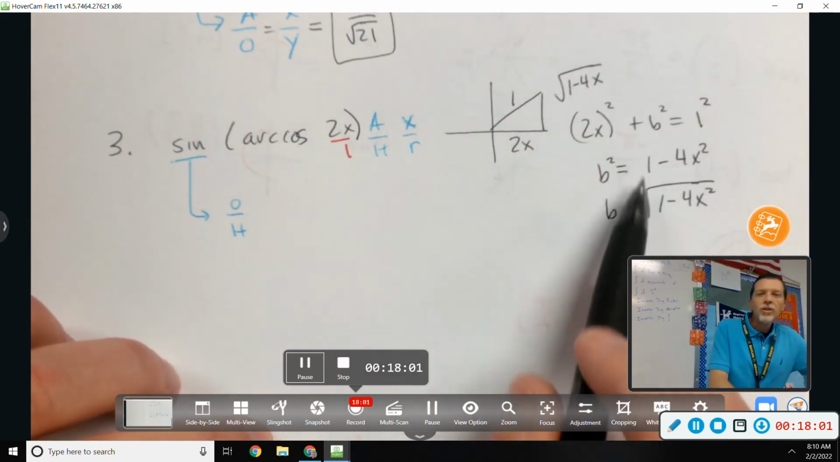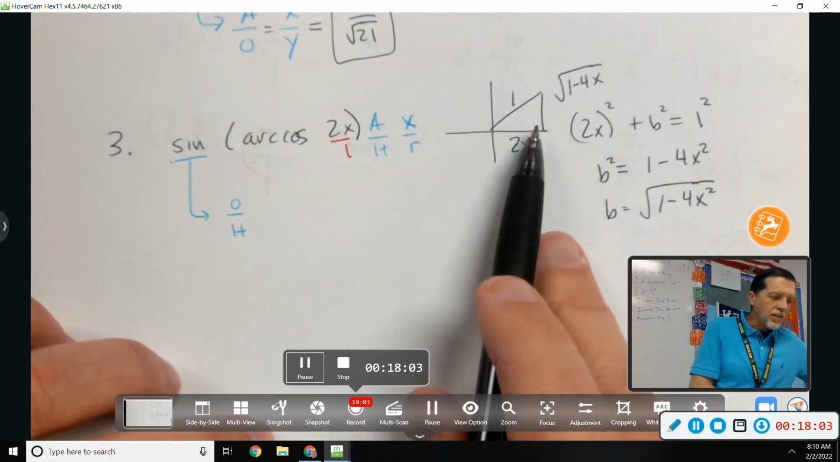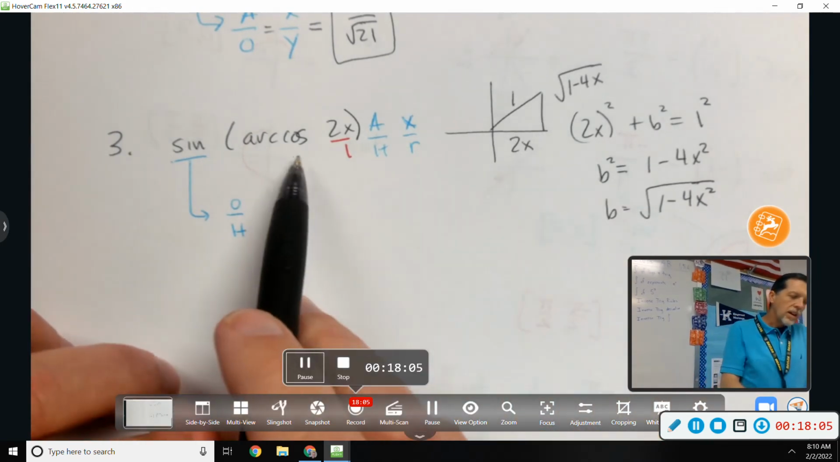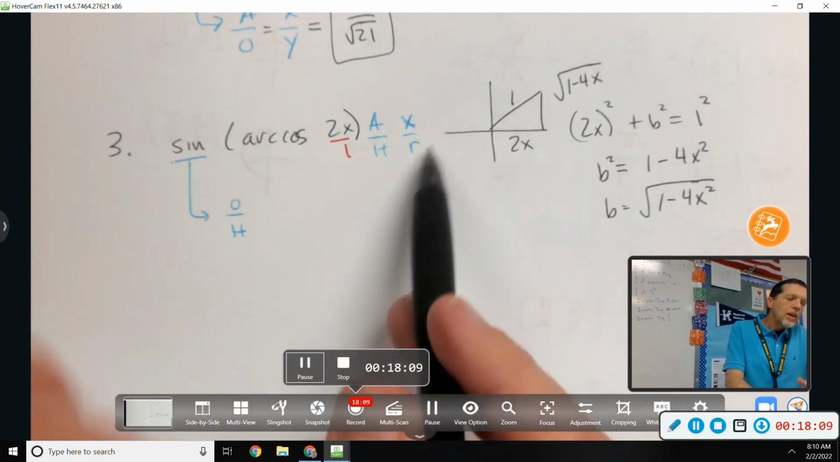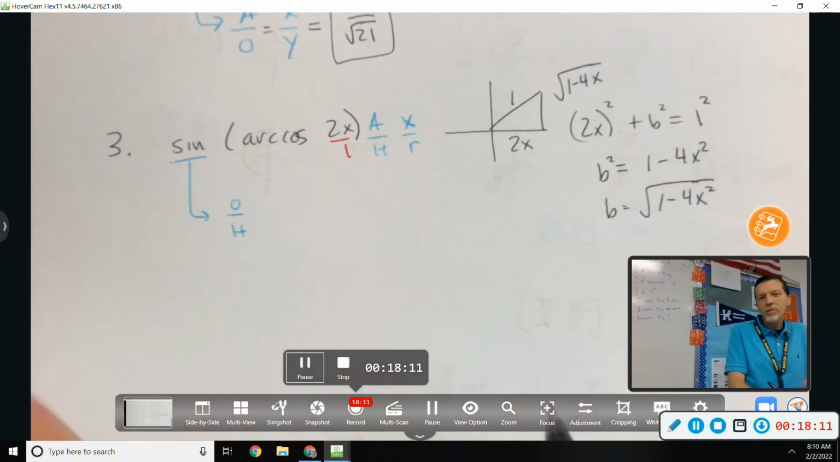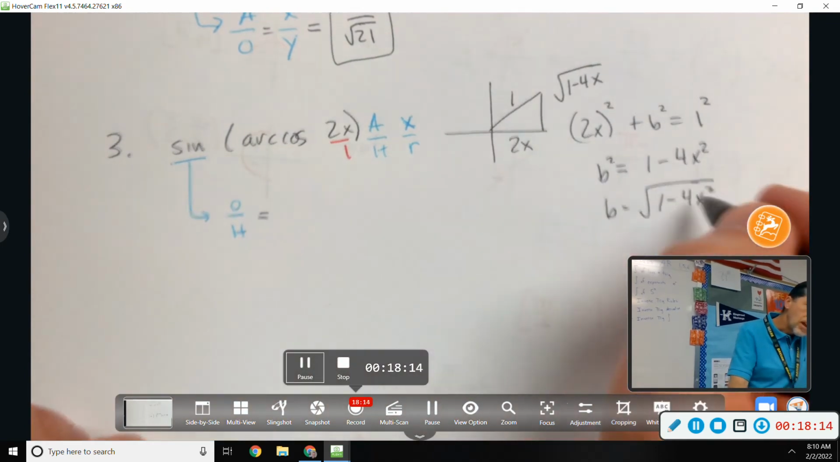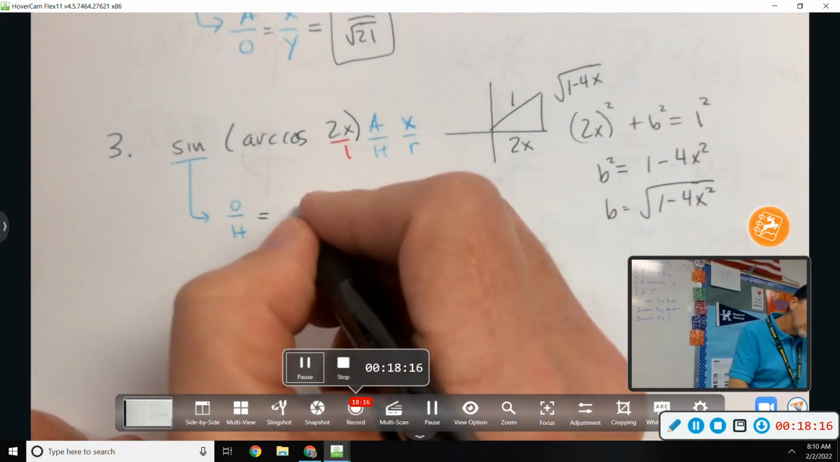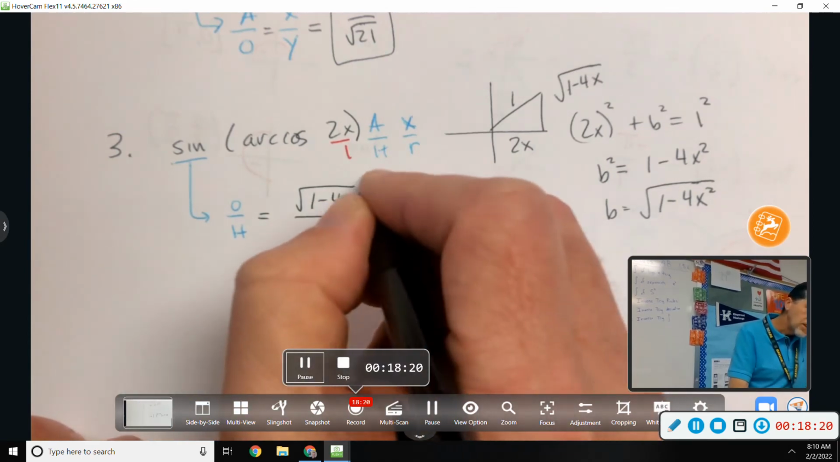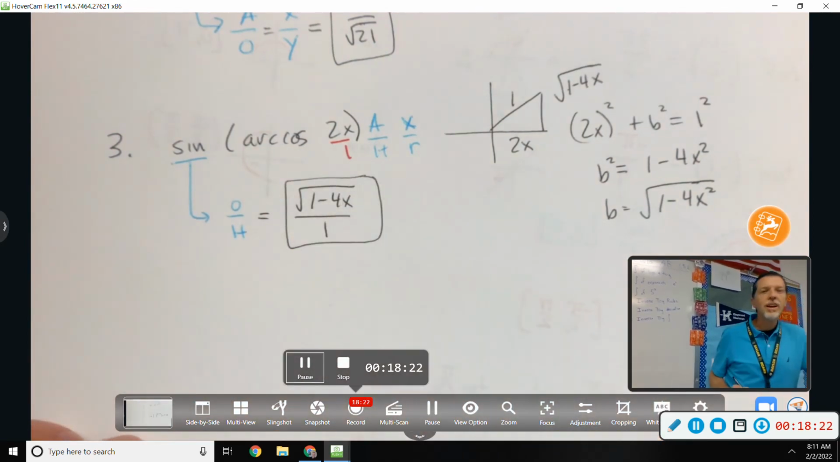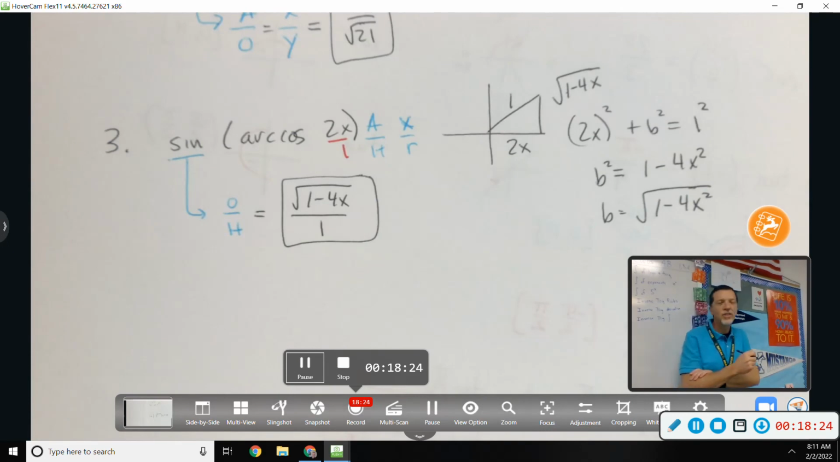I don't have to worry about the plus or minus because the way I drew my picture, if I have the choice, I'm drawing it in the first quadrant, everything's positive. Opposite over hypotenuse, so square root of 1 minus 4x squared over 1. Obviously the over 1 isn't necessary, but it emphasizes that this is opposite over hypotenuse.